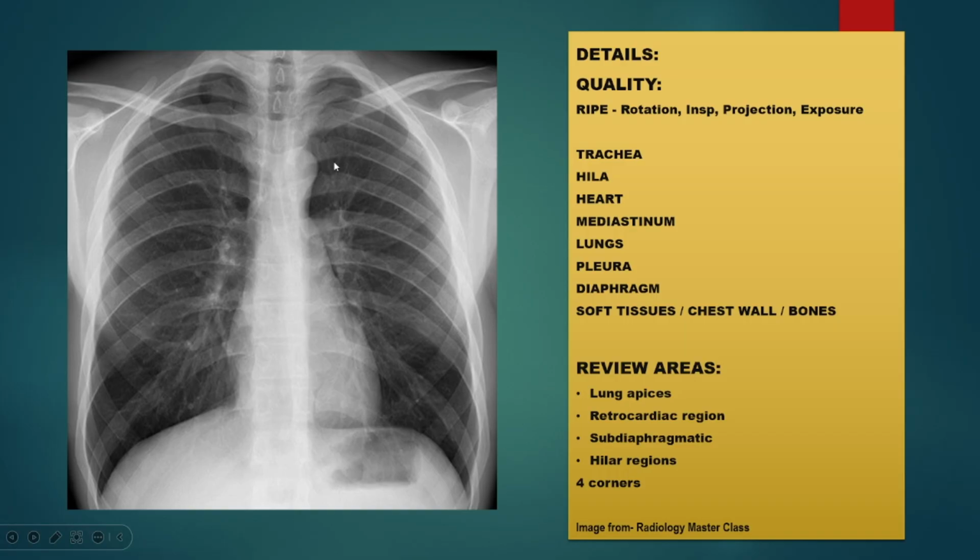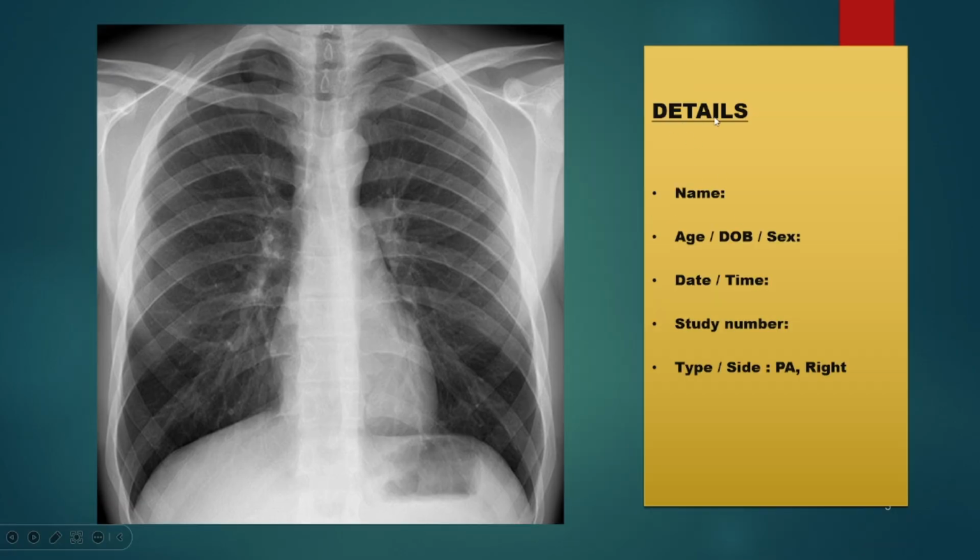To assess the chest X-ray, we should go through these things: the details, quality, main areas of concern, and then the review areas or the hidden areas. Let's go through one by one. The details. The patient identification is important. So the name, age and patient details should be printed. Then date and time. Study number should be printed.